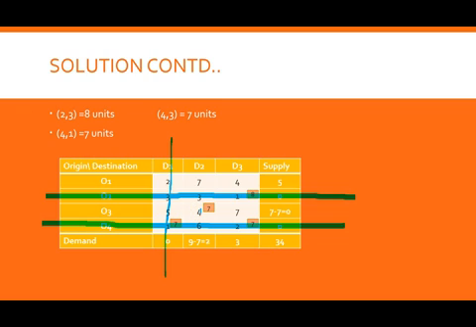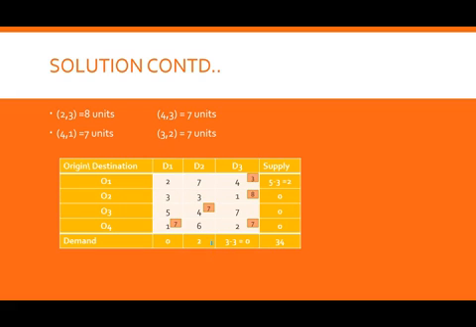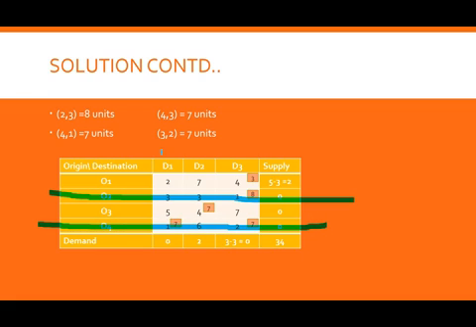So I make an allocation of 7 here. So 7 minus 7 becomes 0. 9 minus 7 becomes 2. Fine. So I am making an allocation at 3, comma 2 with 7 units. So this row was already gone. This row was also gone. This column was gone, right? Now this row also went off.